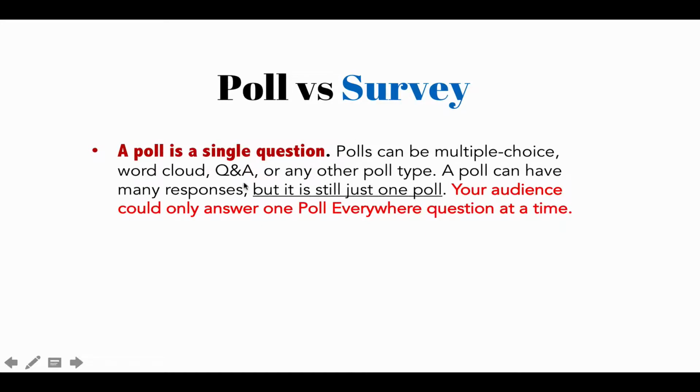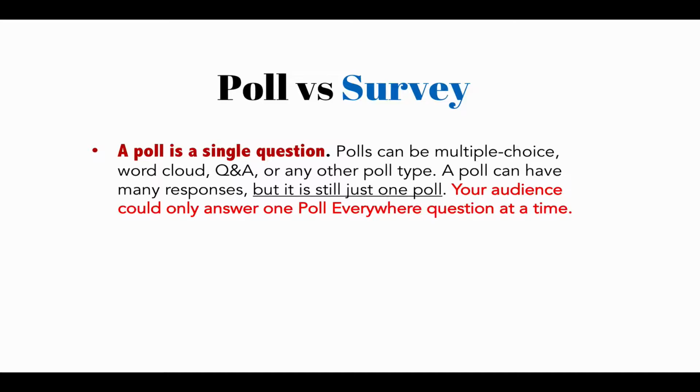A poll is a single question. It can be a multiple choice, a word cloud, Q&A, and any other poll type that we have in Poll Everywhere. A poll can have many responses, but it is still just one poll. For example, if you have a multiple choice question, you have, let's say, A, B, C, D as the different choices. But at any one time, we can only activate one poll. And while that poll is still active, we cannot give another poll until we stop that poll.